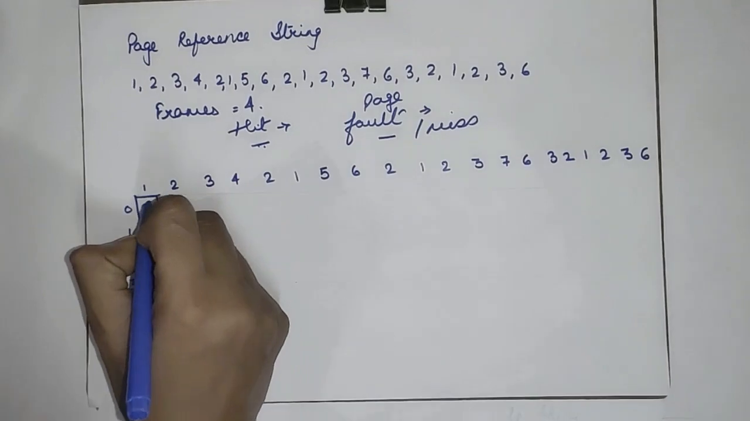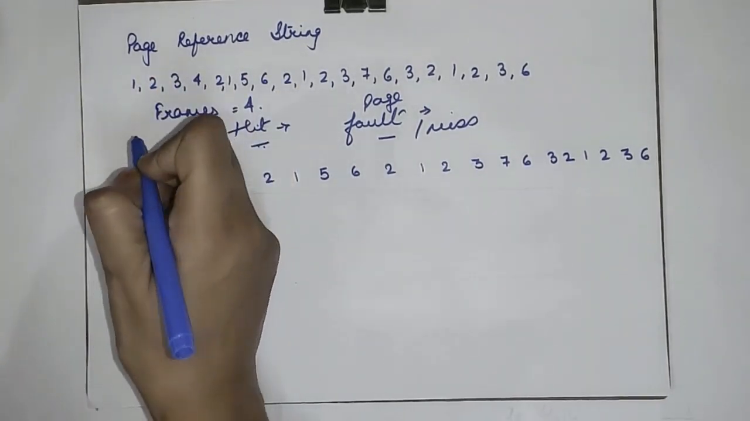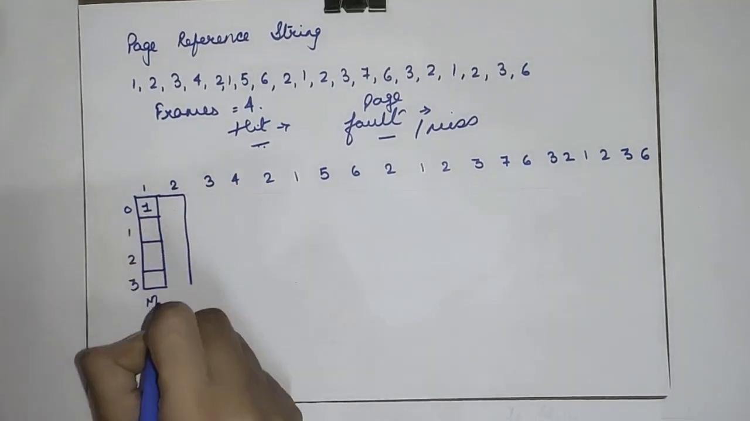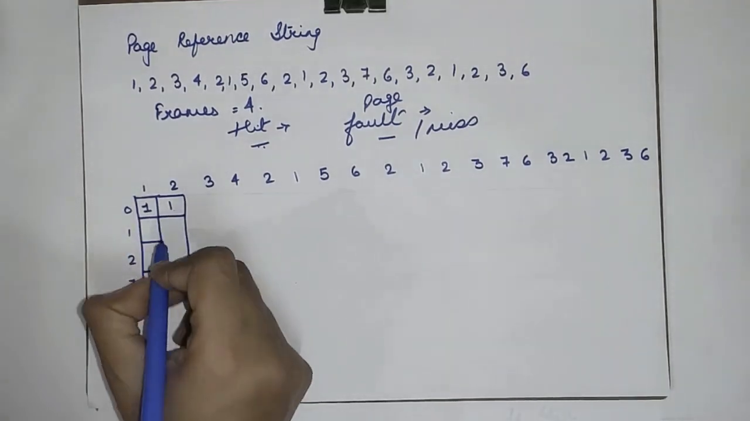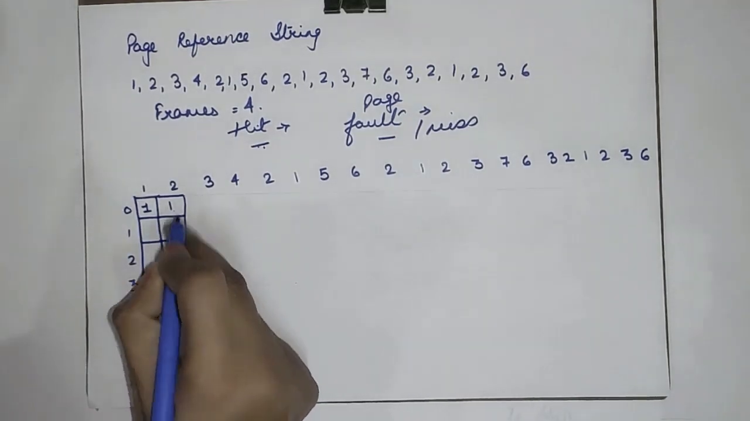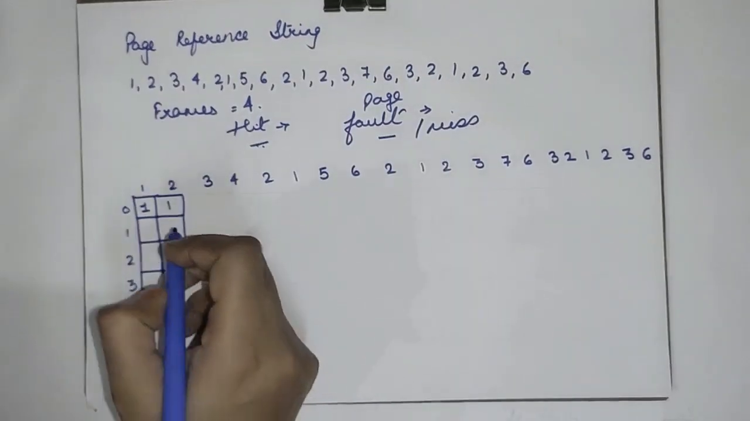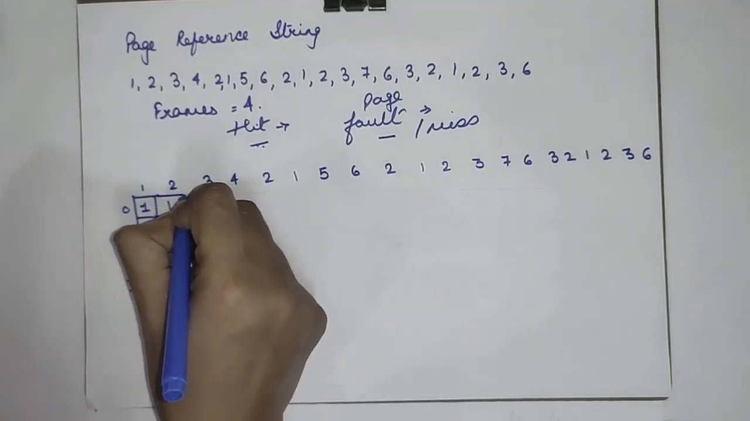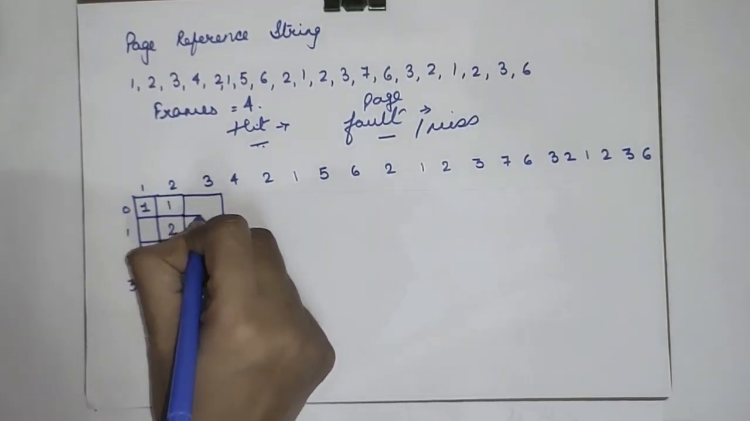Now initially 1 was not present. I need to call that particular page. So there is a page miss. At the next instance, what will happen? 1 is already there in memory. I need 2. So 2 is not present in memory, so I need to call 2. I'll insert 2. So again I got a page miss. Next, I need 3.